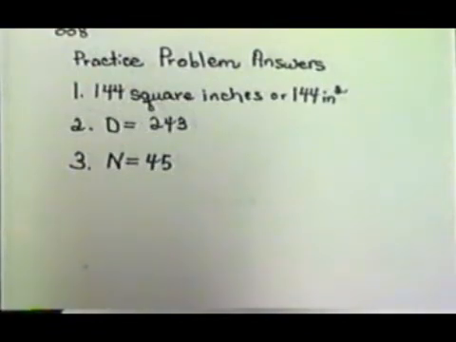The answers to the practice problems are number 1, 144 square inches. Notice in number 1 you're dealing with area, and area is always in terms of square units, so it's square inches. Number 2, D equals 243. Number 3, N is equal to 45. If you missed one of these, cut the tape off and get some help.